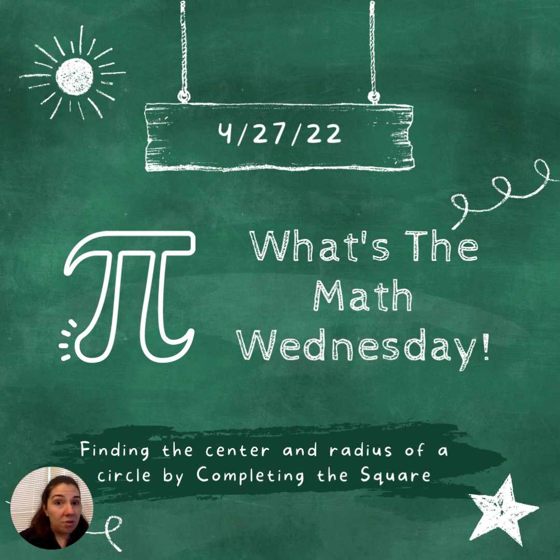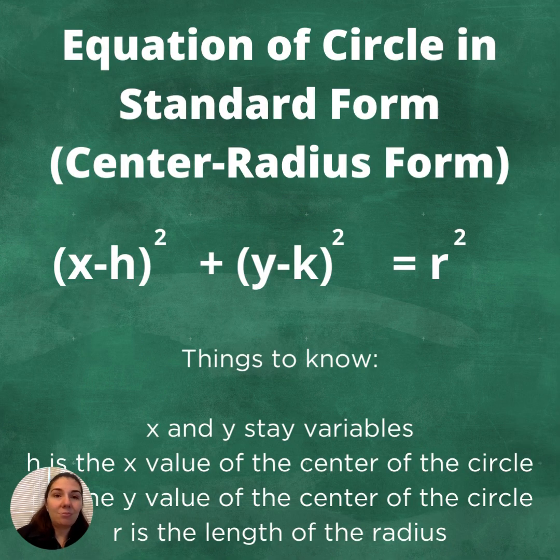So let me remind you what the circle equation is. This is the standard form of the equation of a circle, also known as the center radius form. Here it is: the quantity x minus h squared plus the quantity y minus k squared equals r squared. When you ultimately see this equation in a problem, the x and the y will always remain variables. So the h, the k, and the r become numbers. The h is the x value of the center of the circle, the k is the y value of the center of the circle, and r is the length of the radius.